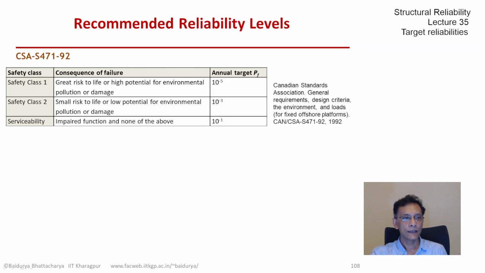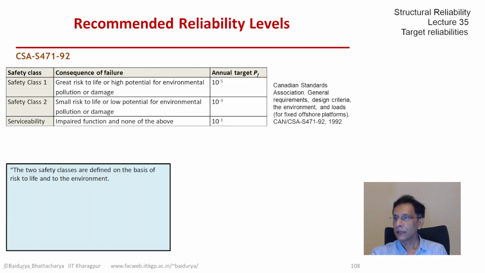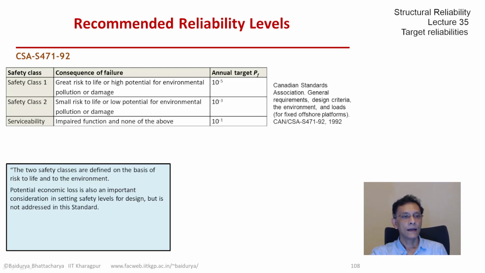Now let's look at some more statements from this design code, and let's see what the thinking process was. Both these two safety classes, as we just said, are defined on the basis of life safety and environmental safety, and although potential economic loss can be a driver, this design code is clearly stating that it is not concerned with that, or it is outside its scope. That economic consideration is not part of this set of criteria. The focus is again on life safety and public health.